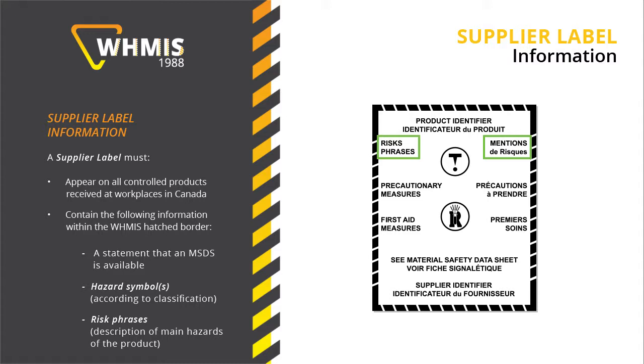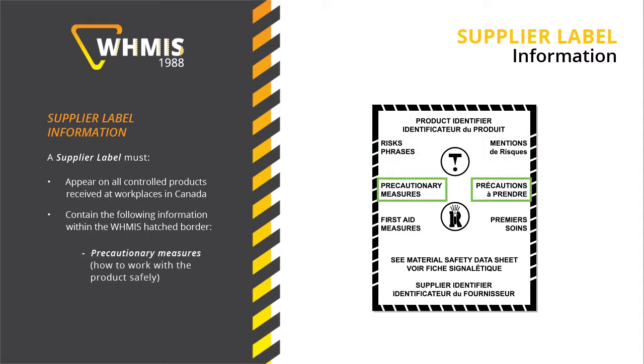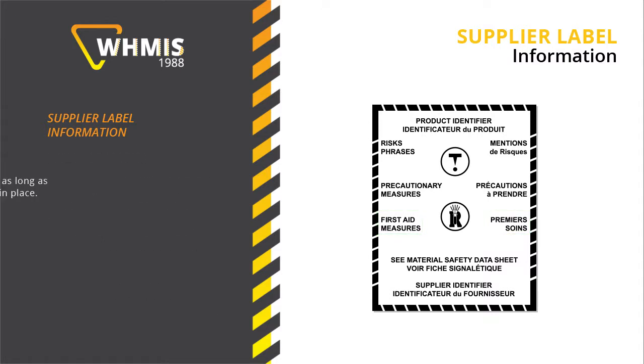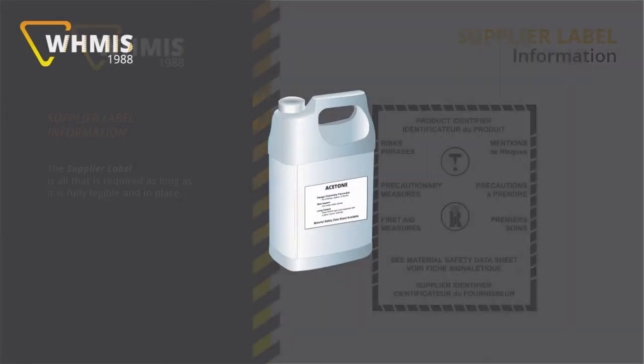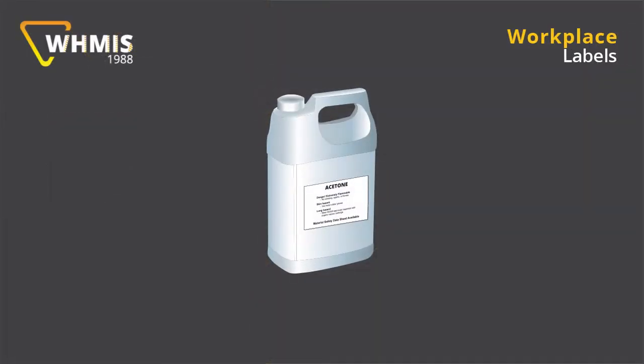risk phrases, which are words that describe the main hazards of the product, precautionary measures concerning how to work with the product safely, and first aid measures describing what to do in an emergency. The supplier label is all that is required as long as it is fully legible and in place. We will now discuss the workplace label.